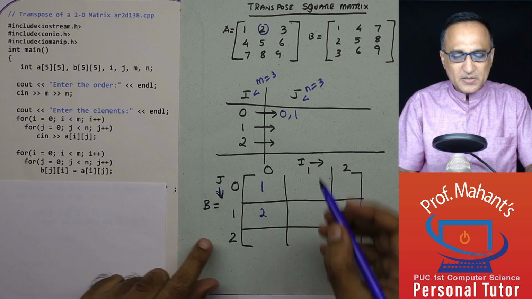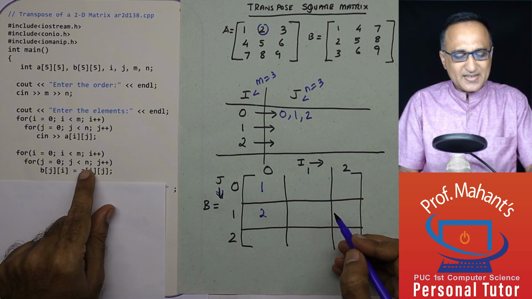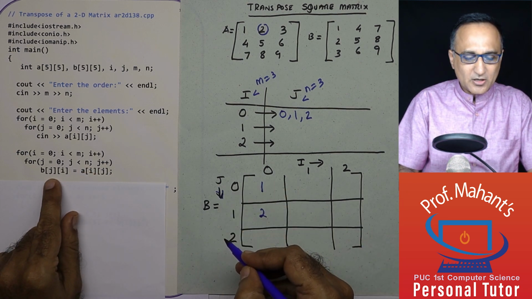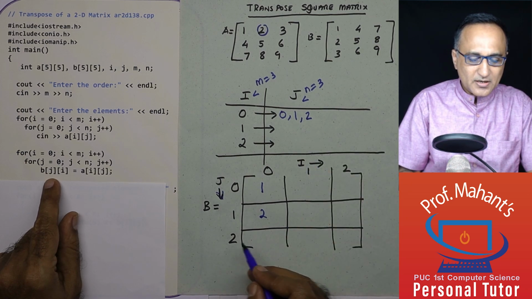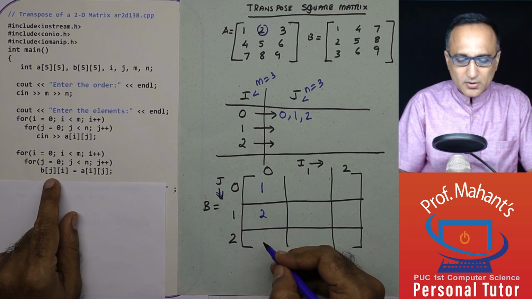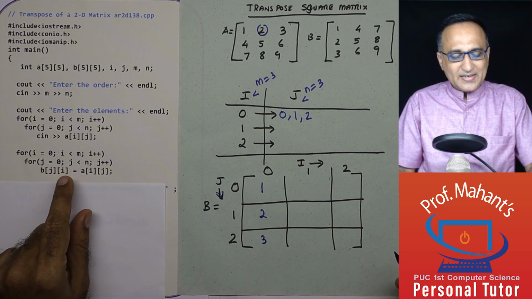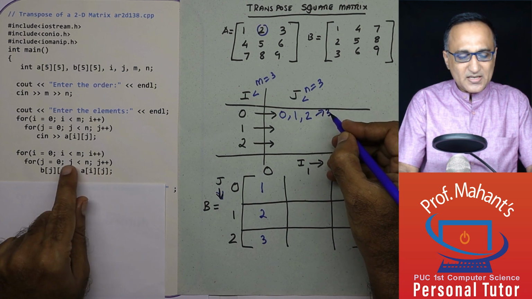Now I am increasing J by 1, it ends up becoming 2. 2 is still less than 3. P of Ji, J is going down like this in the transpose matrix, I is going like this. J is 0, so 2 is here, 0 is here. So 3 ends up coming here. Now I'll increase the value of J by 1. It ends up becoming 3. 3 is not less than 3.